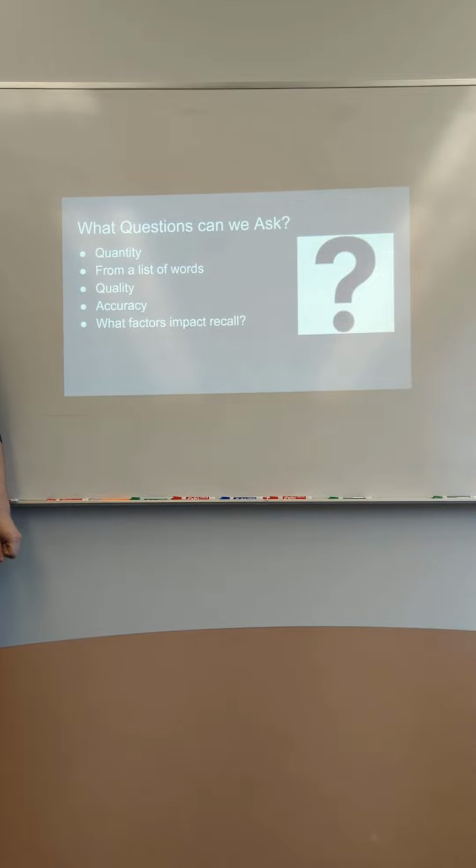So questions we can ask using these are: what factors impact our ability to recall information? This is what all of these things are getting at. We might be looking for things like interference, or things that make us either better able or worse able to recall numbers or information.